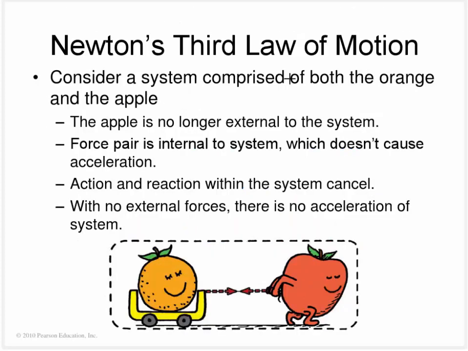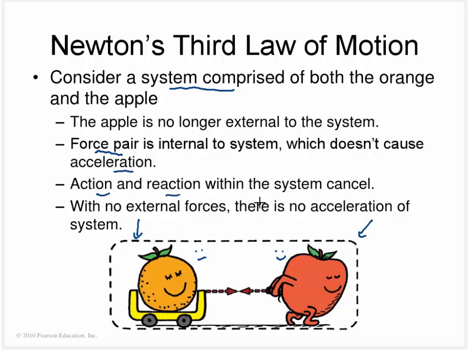Now we can take this a step further, and we can say, well, what would happen if we defined our system to enclose both the apple and the orange? So you kind of see that now my system is going to be inside that. Well, now this force is inside the system, and it's not going to cause an acceleration, so relative to Mr. Apple right here, Mrs. Orange is not accelerating. So action and reaction within the system are going to cancel.